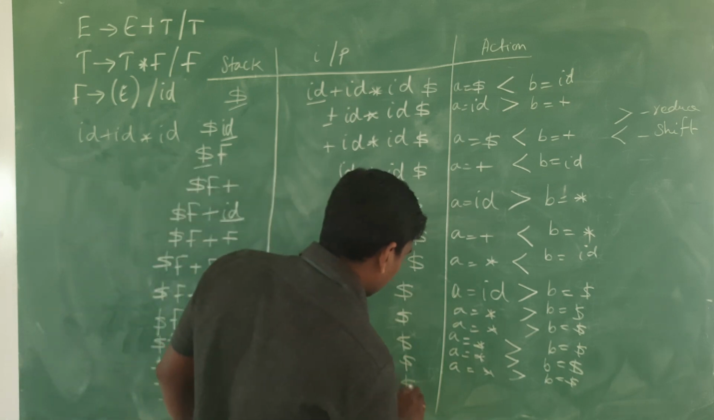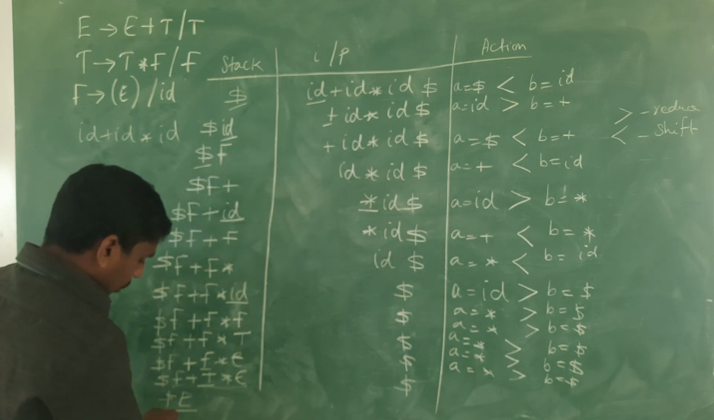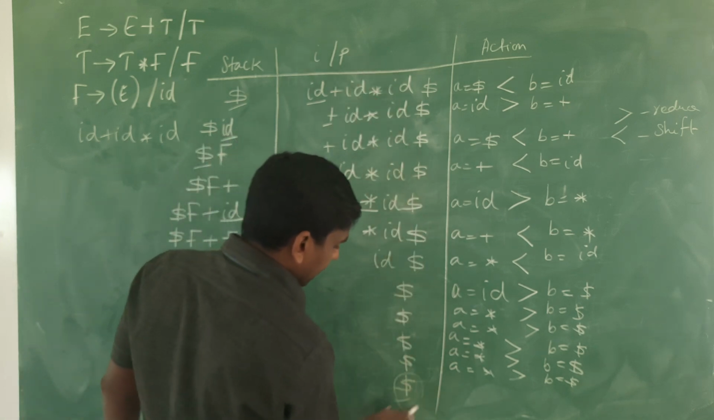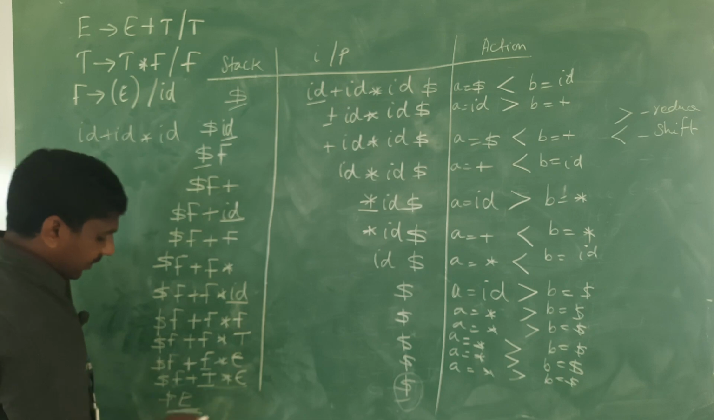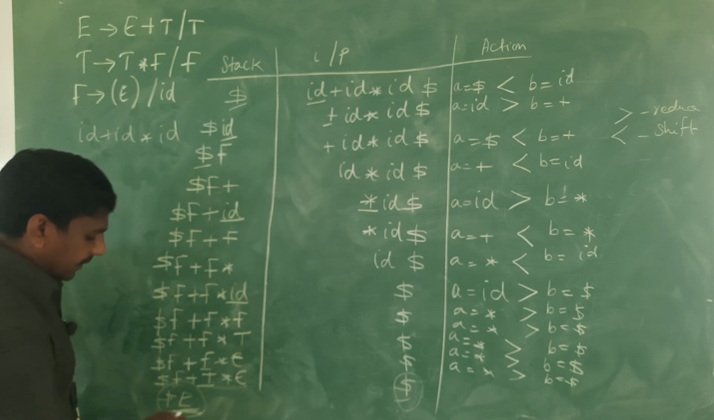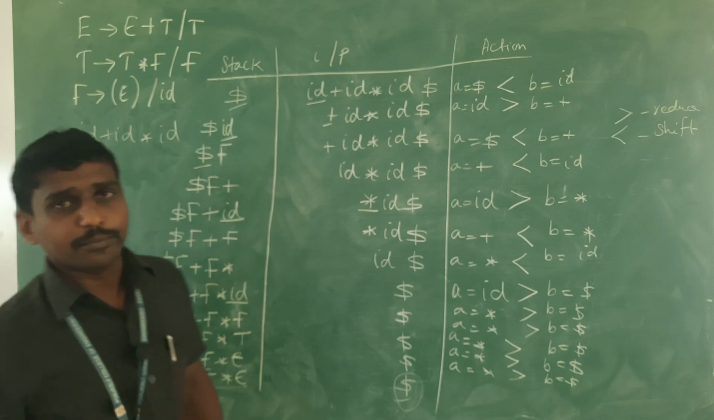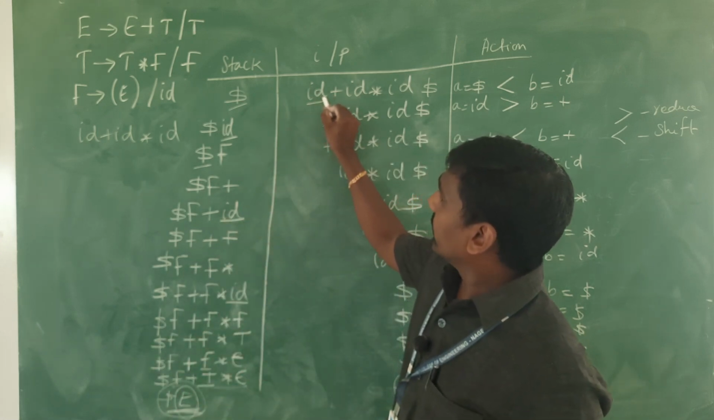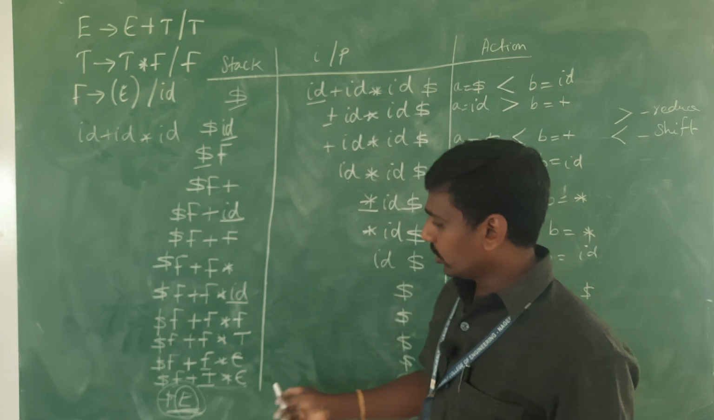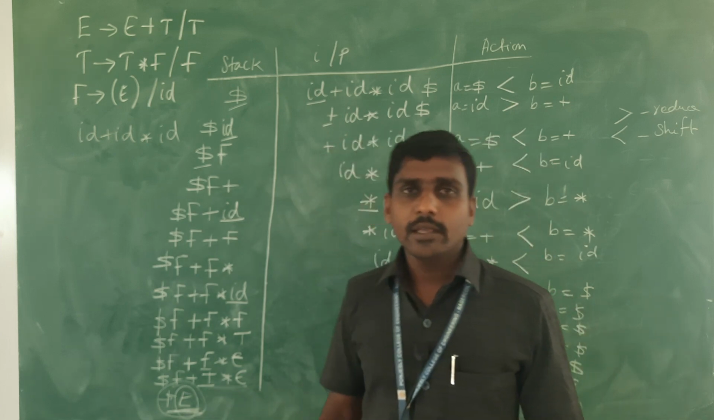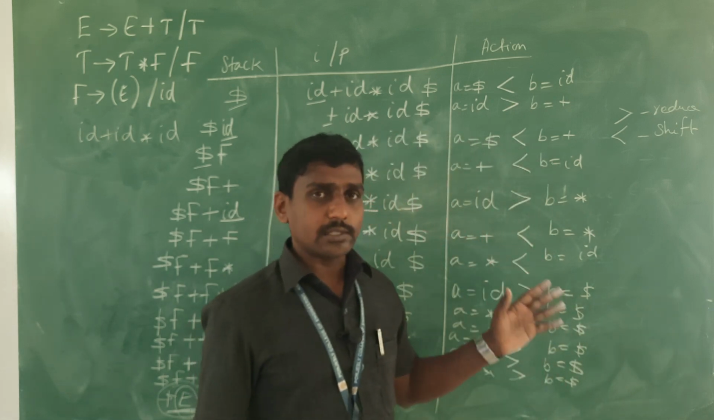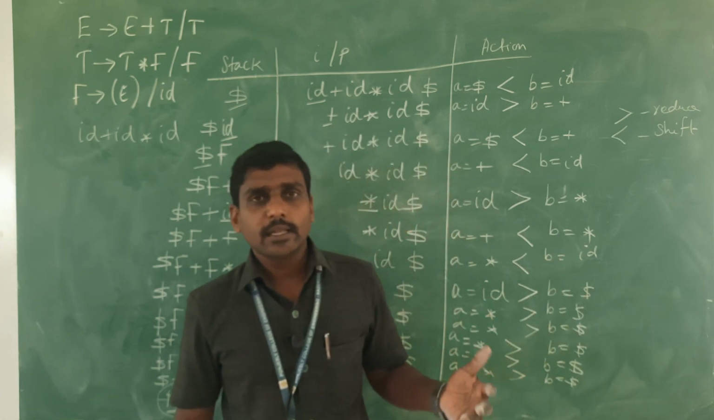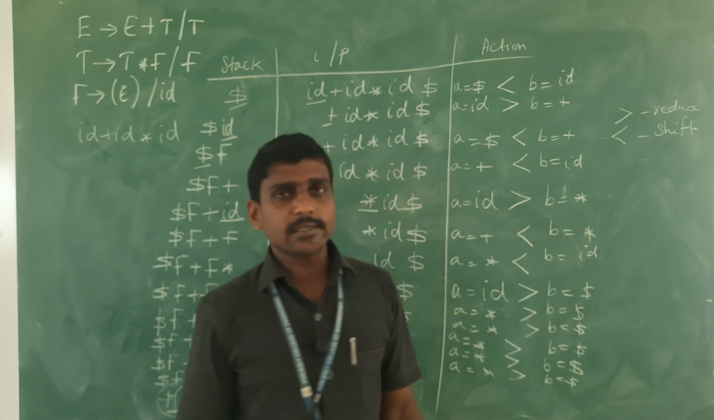Dollar E, here also dollar. So here it is E and dollar. That means the input becomes empty and the stack will be dollar E. That means E is the start symbol. So our ultimate goal is to take the input and get the start symbol. Here we can reduce the confusion of which production we want to take. That is the advantage of the operator precedence parser.